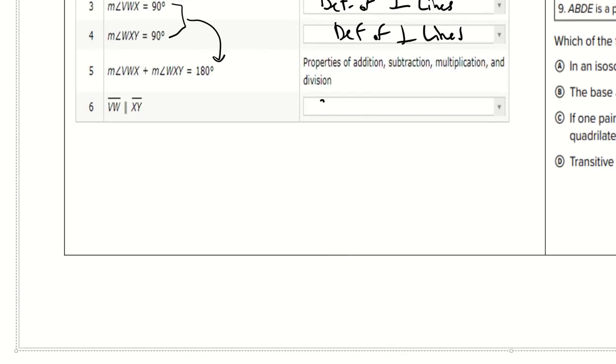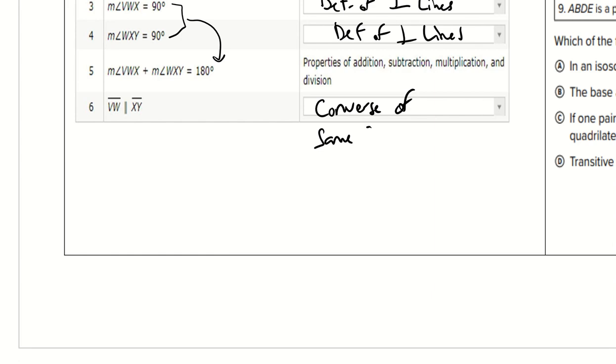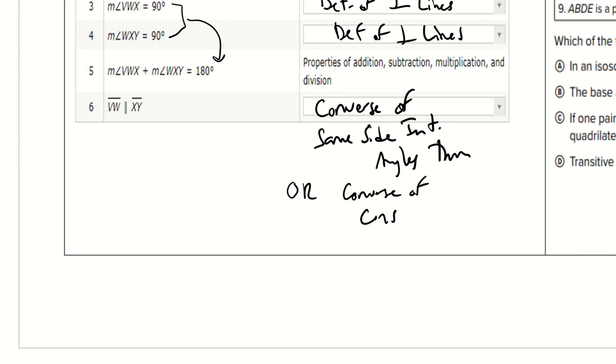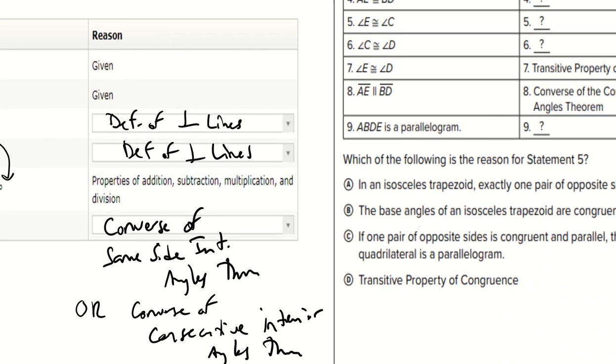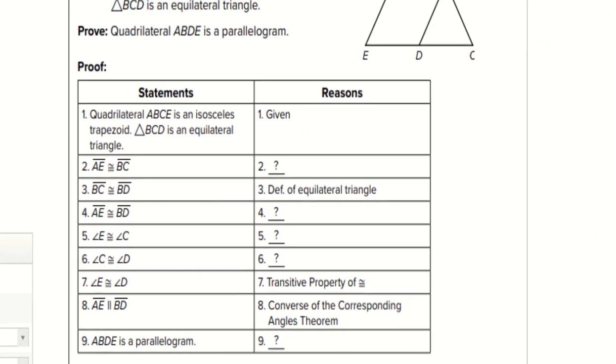And so that theorem is the converse of the same side interior angles theorem, also known as the converse of the consecutive interior angles theorem. Okay? Consecutive interior and same side interior mean the same thing. All right, so another proof.